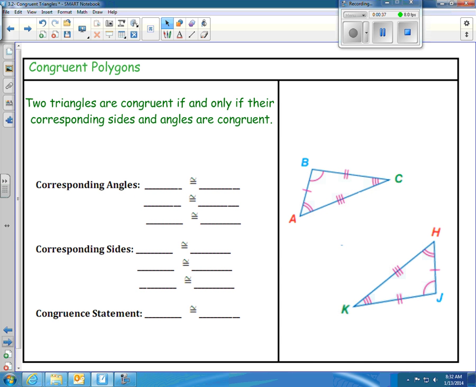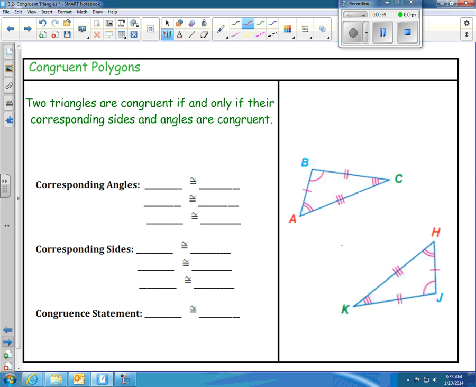So let's talk about congruent polygons. Polygons is just that general term for a many-sided figure. So we're specifically going to look at triangles, but we're going to also see some polygons pop up in there. Two triangles are congruent if and only if their corresponding sides and angles are congruent. So we're looking to make sure that their sides are equal and their angles are equal.